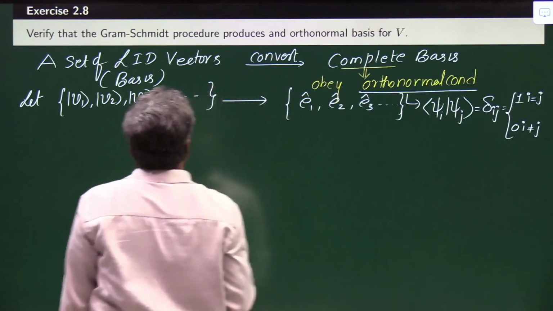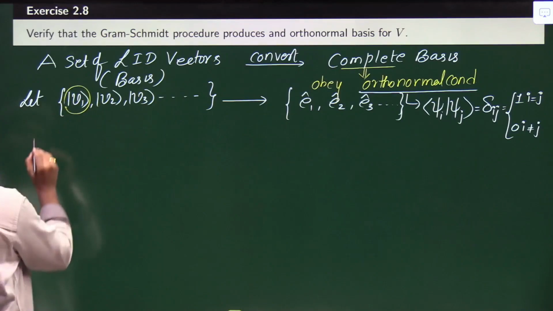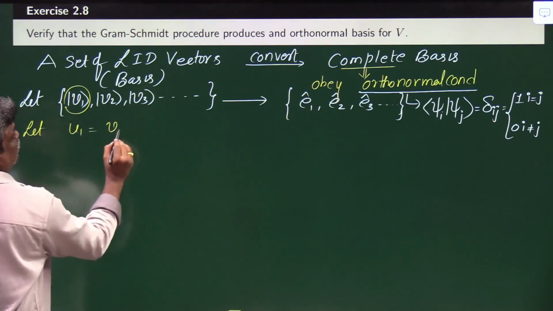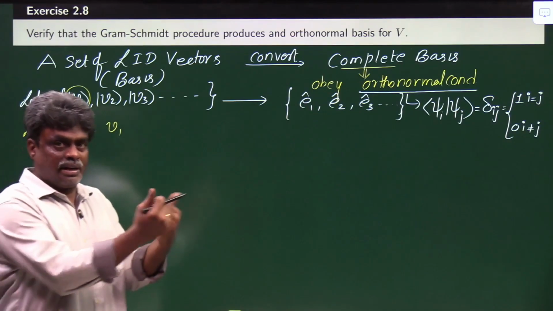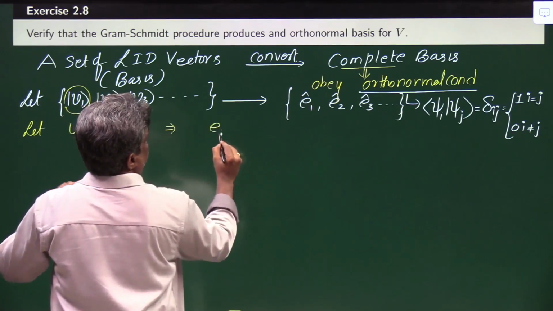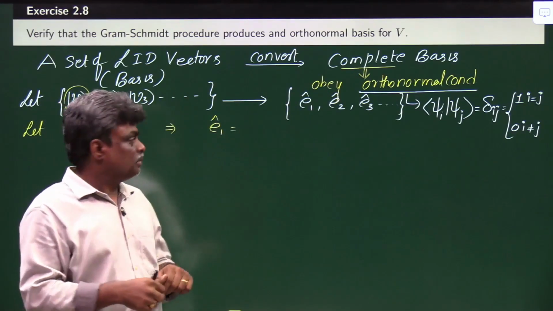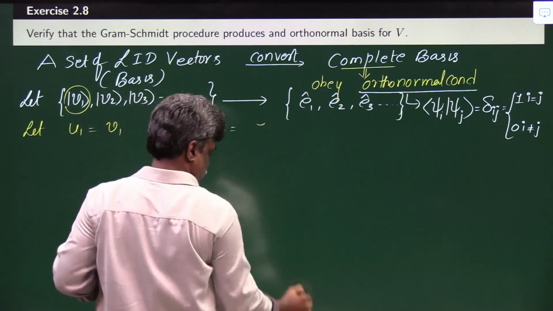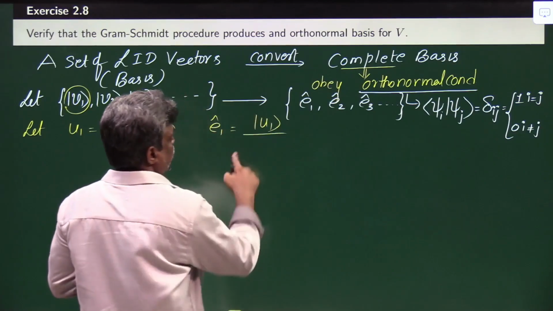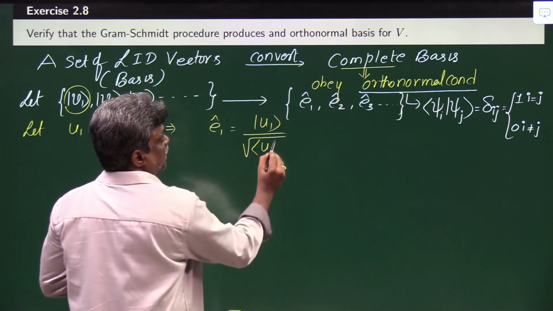So for the first one, e1, you have to take the first vector as it is. That means let us suppose u1 equal to v1. First I will get u1, and from this I will write the corresponding unit vector, which is simply the vector divided by its magnitude. So we can write this as u1 divided by its normalization constant, which is nothing but the norm, or we can write it as an inner product.